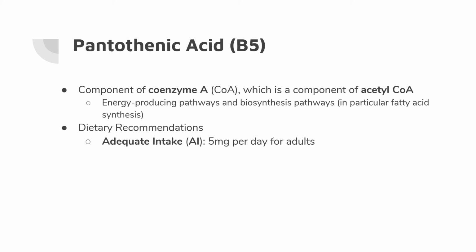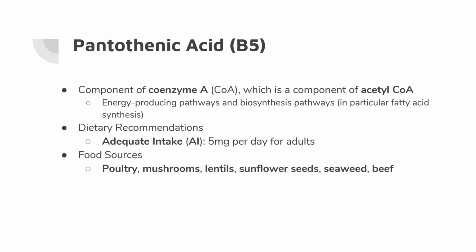You'll notice we're talking about adequate intake here, and you might recall that adequate intake is used when there was insufficient information to determine the recommended dietary allowance or the estimated average requirement. So there's maybe less sound science behind adequate intake, but it gives us something to go by. Food sources for B5 include chicken and turkey, mushrooms, lentils, sunflower seed, seaweed, and beef.